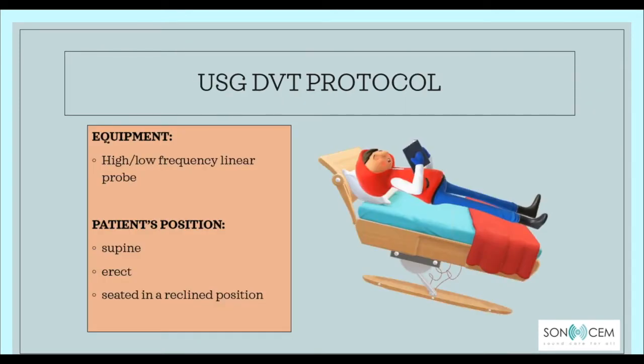In the ultrasound DVT protocol, we need to choose the correct probe to get the best image acquisition. It is recommended to use the high or low frequency linear probe. The patient is put in supine, erect, or seated in a reclined position, because the calf veins are easier to view when the legs are lower than the body, allowing some venous distension.